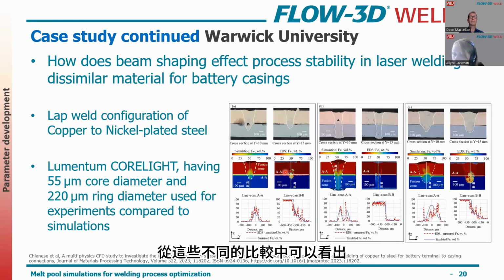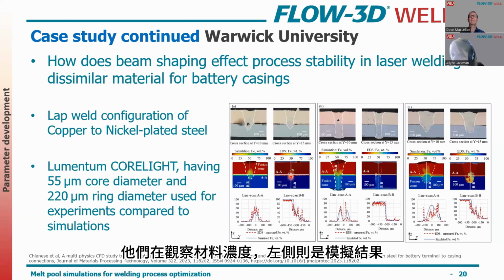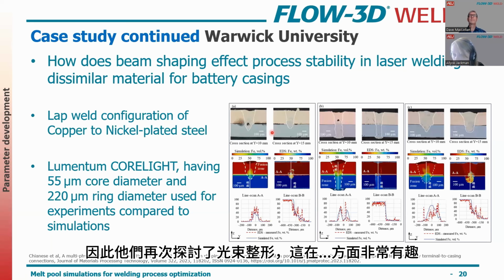The experiment is on the right-hand side in each of these images. This is actually an EDS element mapping, so they're looking at the concentration of the materials. And then on the left-hand side, you can see in the simulation, we are also comparing the concentration. So there's not only good agreement in terms of the joint profile, but also of the concentrations of the various materials in the joint.